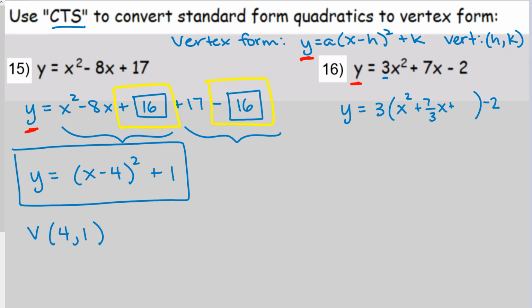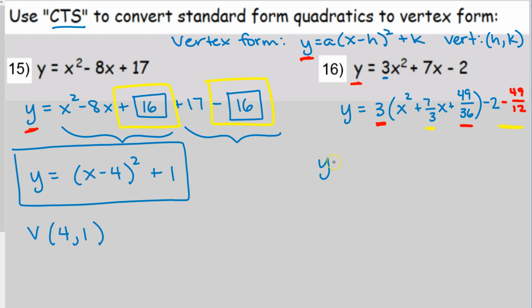Okay, so what number is going to complete the square? So here we have 7/3. Half of that is 7/6, and when we square 7/6, we get 49/36. So I just added 49/36. Does that mean I also need to subtract 49/36 out here? Well, not exactly, because I actually added 3 times 49/36. So I need to subtract 3 times 49/36, and that means I'm subtracting 49/12. So you have to think that through and make sure that you keep the equation balanced.